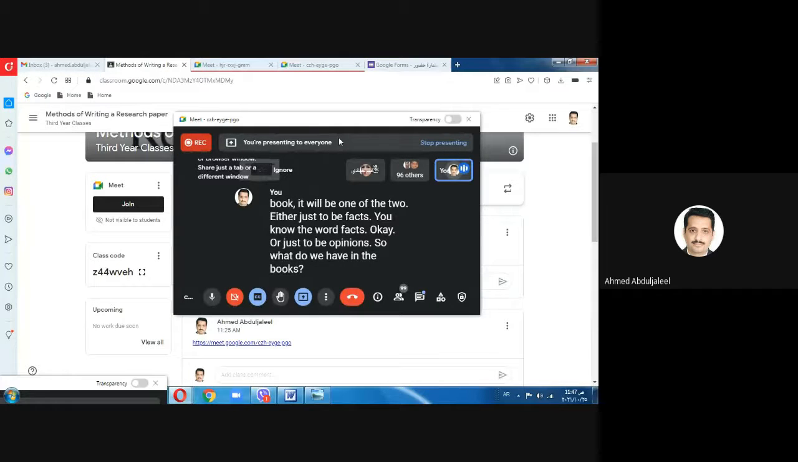Either just to have facts, and especially when we are talking about things that are related to scientific investigations or scientific studies, okay? Or opinions. What does it mean, opinions? It means the other scientists' views, okay, different views, different opinions. So this is what we are going to have in the textbook when we are going to read.